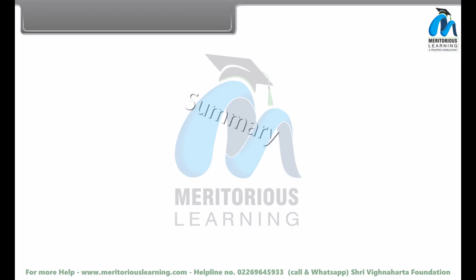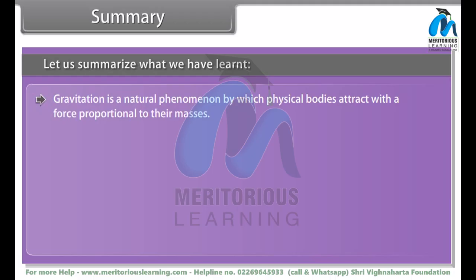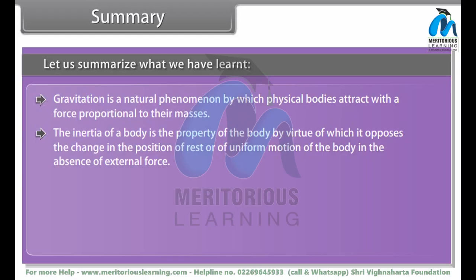Summary. Let us summarize what we have learned. Gravitation is a natural phenomenon by which physical bodies attract with a force proportional to their masses. The inertia of a body is the property of the body by virtue of which it opposes the change in its position of rest or of uniform motion in the absence of external force.